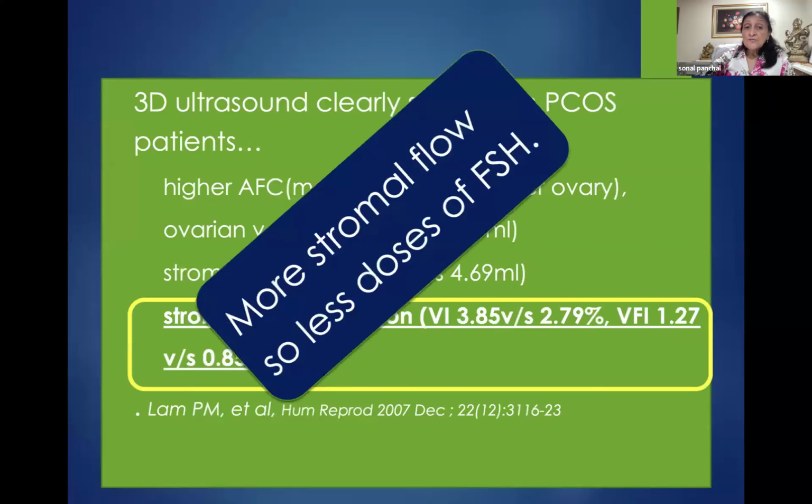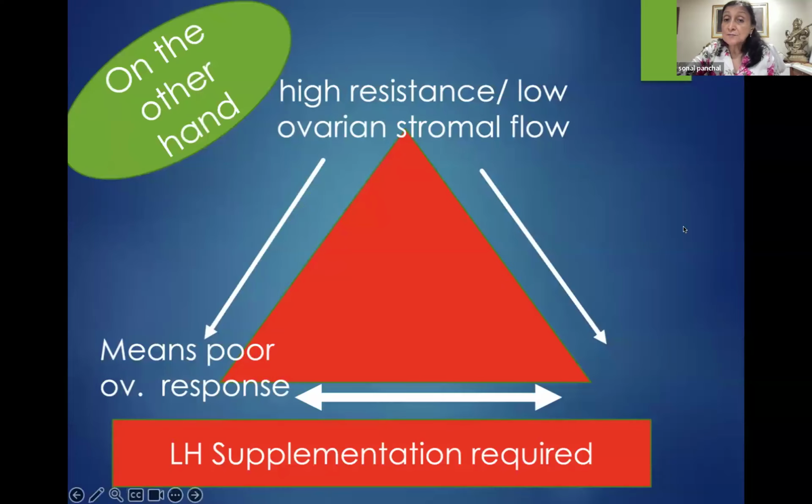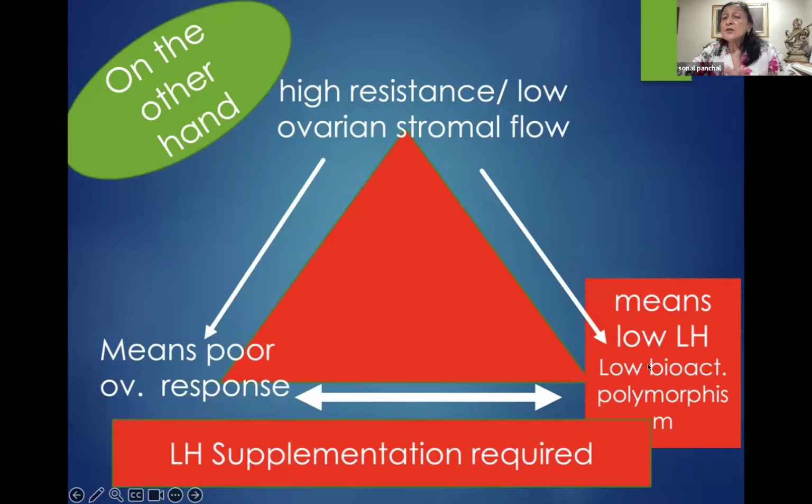So now, if I put all these things together, remember, it is LH which leads to more stromal flow, and it is LH which leads to stromal abundance. Moreover, it is more stromal flow which is correlated also with the ovarian response. And if the ovarian stromal flow is high, that is when the ovarian response is going to be better. On the other hand, it also means that it has adequate LH.